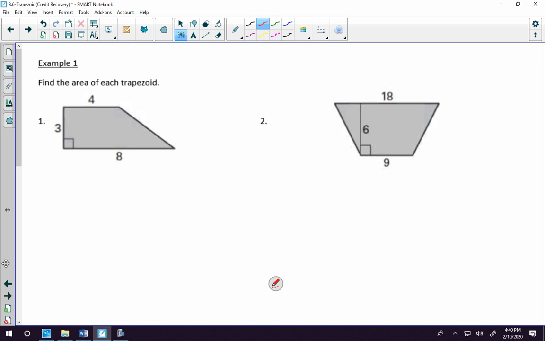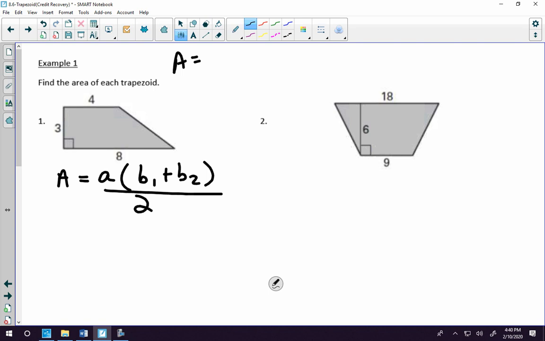Let's do some examples. Okay, remembering two congruent trapezoids fit in one parallelogram, so the formula for trapezoid should look similar to the formula for area of a parallelogram. So we have the altitude times the quantity of the sum of the two bases divided by 2. Or I'll write up here, you may like to write it as this: area equals 1/2 times the altitude times the sum of the two bases.